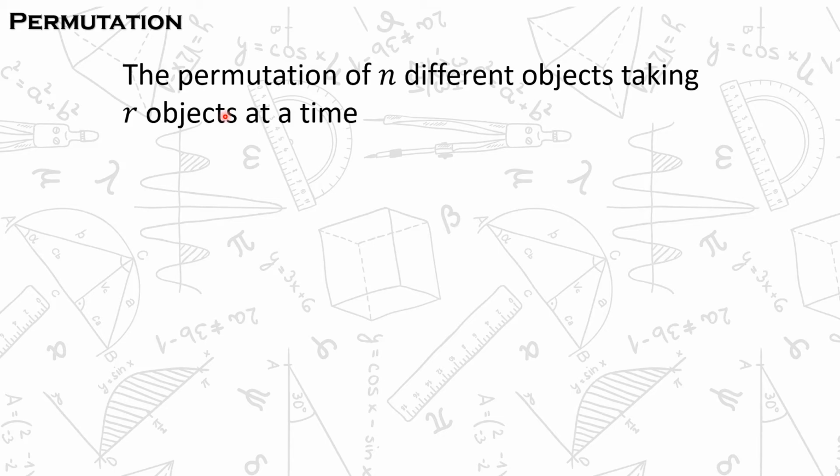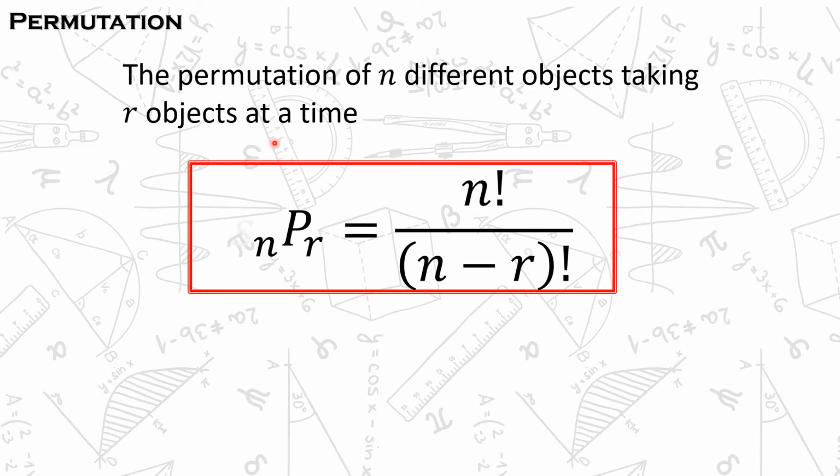When the task is to create a linear arrangement of r number of objects from a pool of n number of objects, then the permutation of n different objects taking r objects at a time is given by nPr is equal to n factorial over n minus r factorial. In here, n and r are non-negative integers and r is less than or equal to n.